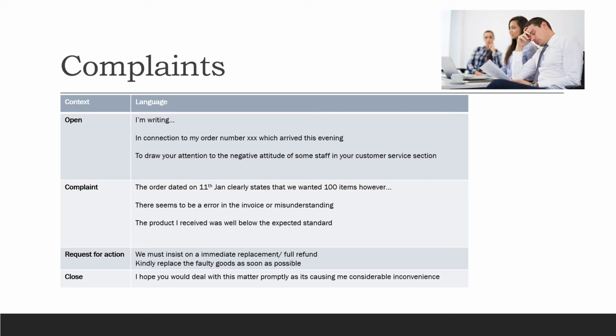The next one on the list is the request for action. You can mention we must insist on an immediate replacement or refund, or you can mention kindly replace the faulty goods as soon as possible. At the end, while closing the email, you can mention I hope you would deal with this matter promptly as it's causing me considerable inconvenience.